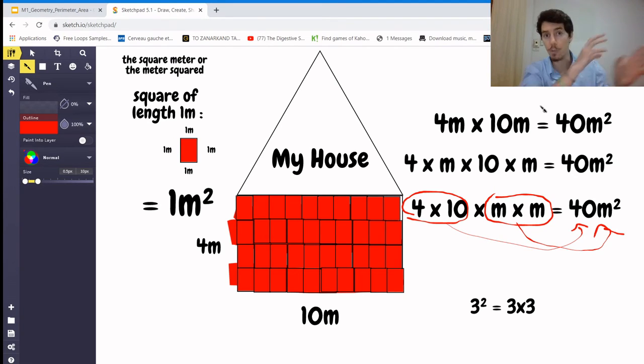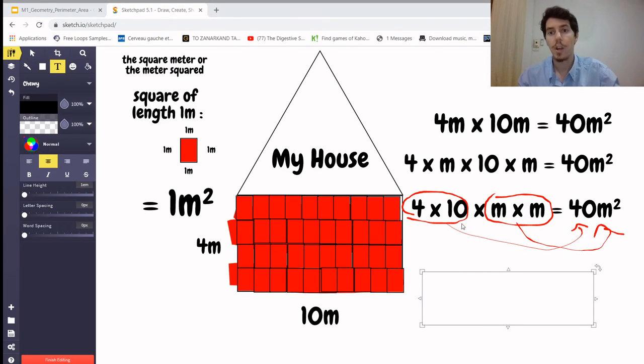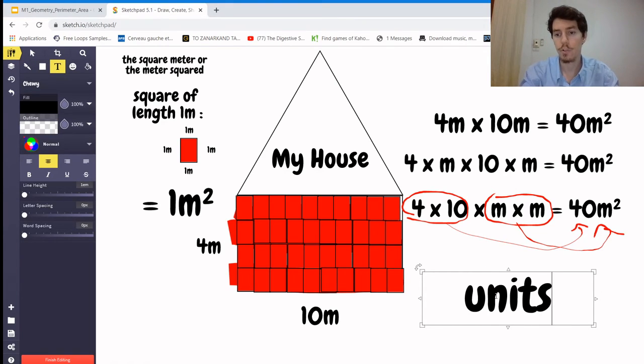We multiply the numbers together and we multiply the letters together. This is what we call the units. I will write it down for you here. The units is a very important word in science and in math. The units help you understand what you are talking about. About the football field, if I ask you how much you run around the football field, you will tell me you run some meters. The unit is meters. It helps us understand what we are talking about.